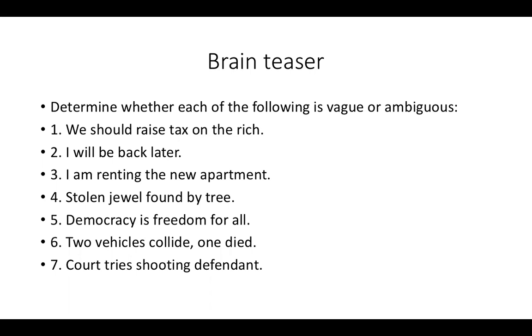So the first one, we should raise tax on the rich. That one should be vague. I'll be back later is vague. I'm renting the new apartment. The new apartment, that's vague. Stolen jewel found by 3 is ambiguous. Democracy is freedom for all is vague. For all, for which all?